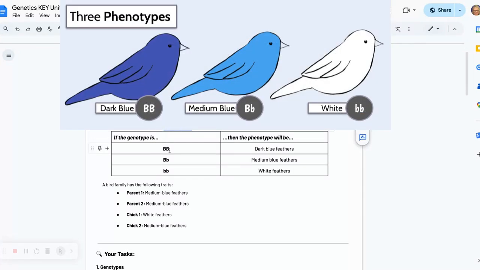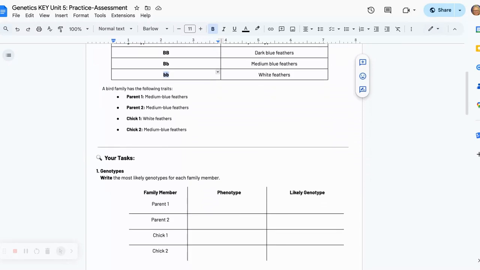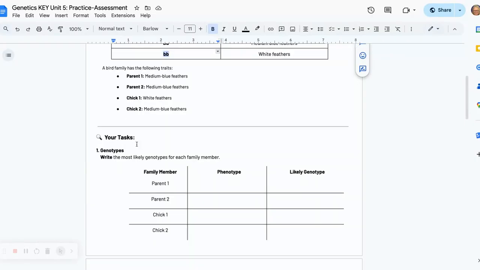So in this case, if the bird gets two alleles or two copies for the full pigment or the full protein, then the bird will have dark blue feathers. If the bird gets two alleles for the partial protein or no protein, the bird will have white feathers. And if they get one of each, then they will have this medium blue feather. So we scroll down and we see this is an example bird family.